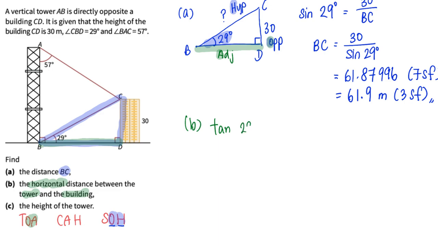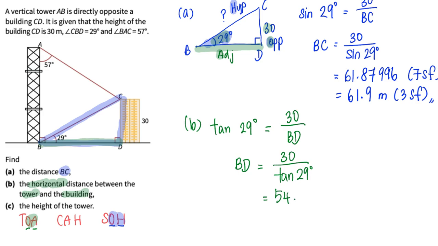Tangent 29 degrees is equal to opposite over adjacent. Opposite will be 30. Adjacent side is my BD, the length that we are required to find. So BD is equal to 30 divided by tangent 29 degrees after we do the algebraic manipulation. And that will give me 54.121, 5 significant figures, followed by final answer 54.1 meters, 3 SF.